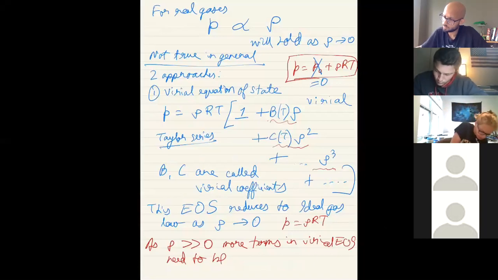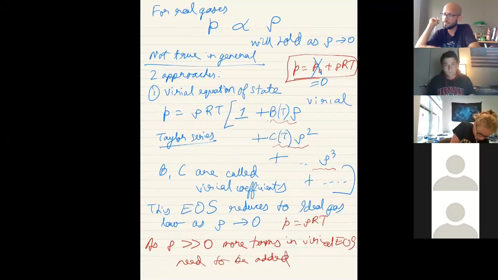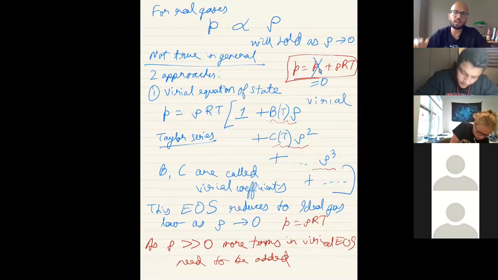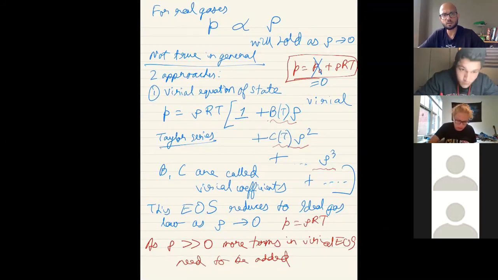So as rho becomes much larger than 0, many more terms in virial equation of state need to be added. You can't just stop at B or C, you might have to go even further. So this is one way of thinking about equation of state of an ideal gas. It's very heuristic if you think about it. It can be done in first principles. Here I did it in a heuristic way.